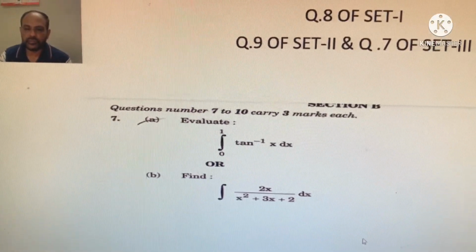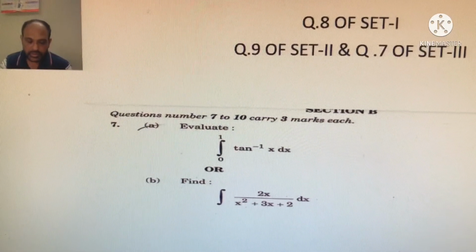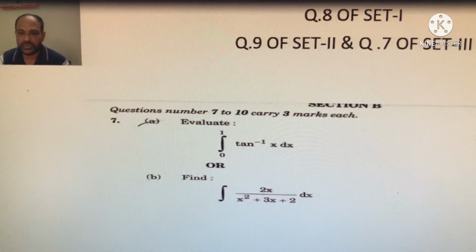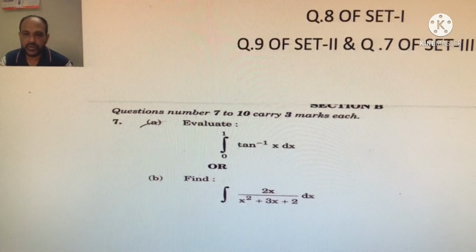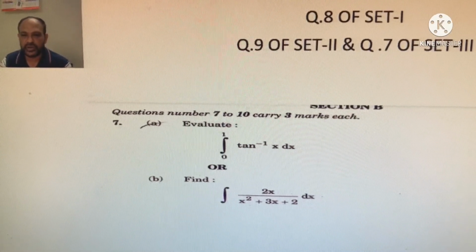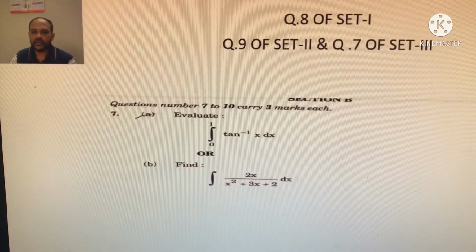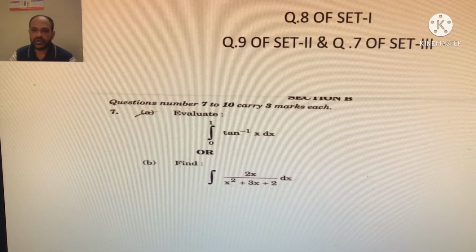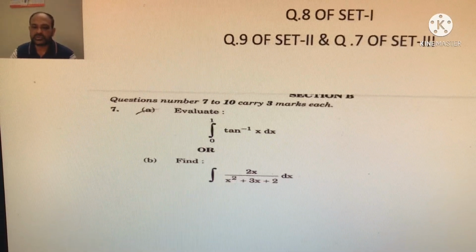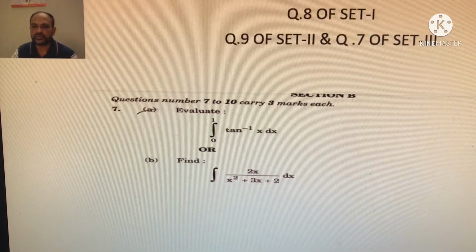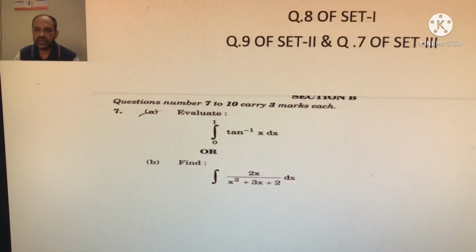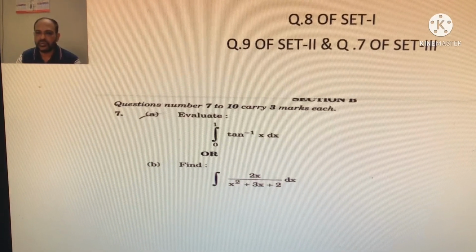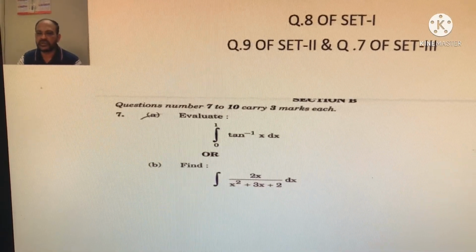In this video, we are going to discuss the 3 marks question of Term 2 CBSE Class 12 Mathematics Board question paper for the session 2022. Question is, evaluate integration of 0 to 1 tan inverse x dx, or find the integration of 2x by x square plus 3x plus 2 dx, which is in question number 8 of set 1, question number 9 of set 2 and question number 7 of set 3.